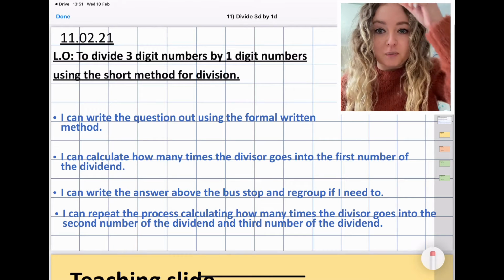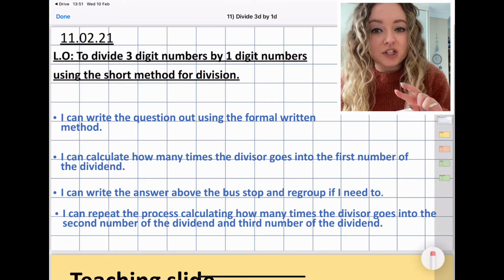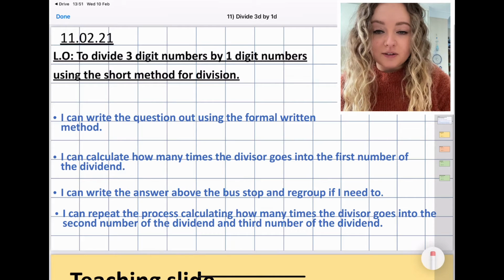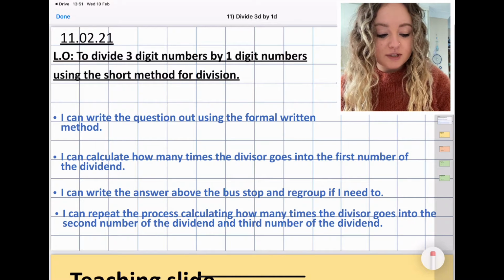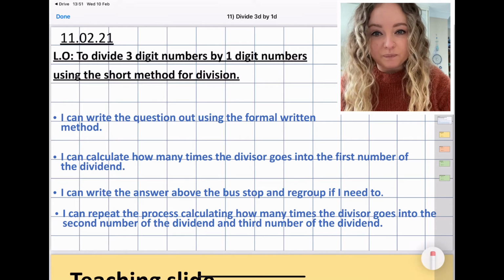Digits divided by 1 digit. Okay, so we've looked at 2 digits, now we're going to 3. So our learning objective is to divide 3 digit numbers by 1 digit numbers using the short method for division, the bus stop method, which we've been learning.